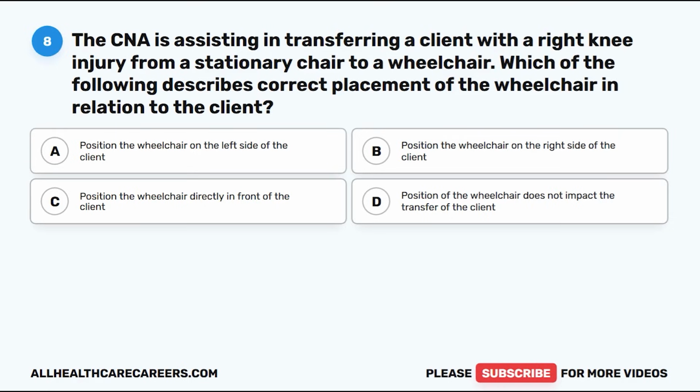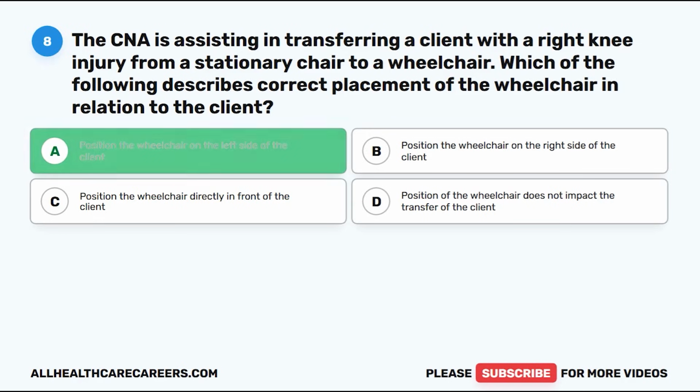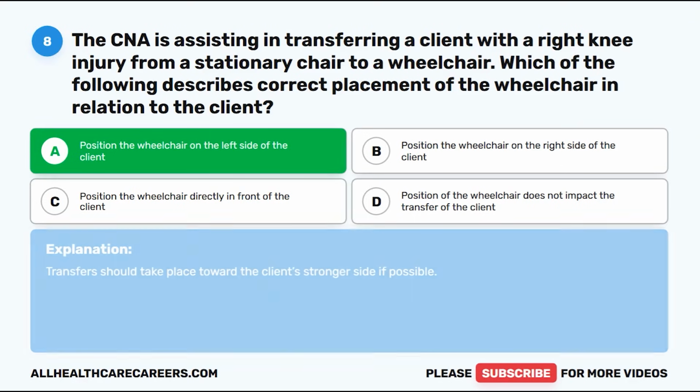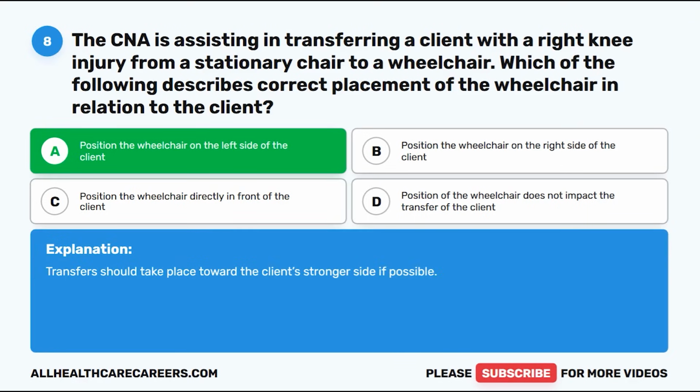Option A, position the wheelchair on the left side of the client. B, position the wheelchair on the right side of the client. C, position the wheelchair directly in front of the client. D, position of the wheelchair does not impact the transfer of the client. The correct answer is A, position the wheelchair on the left side of the client. Transfers should take place toward the client's stronger side if possible.